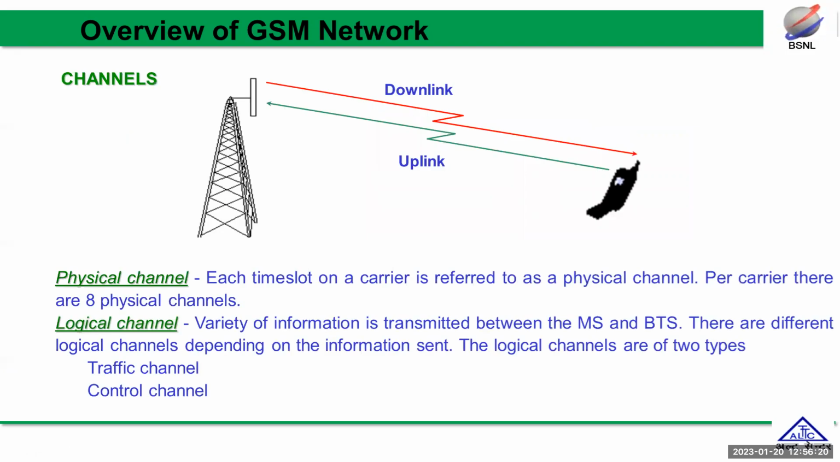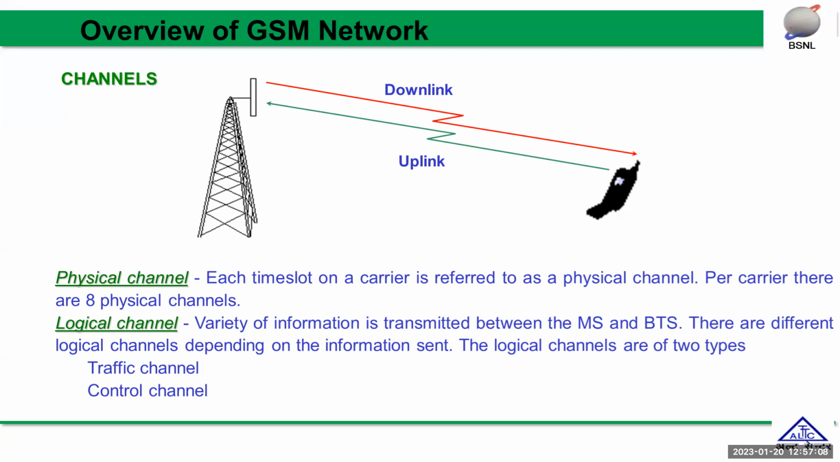In this overview of GSM channels, there are downlink and uplink channels, where downlink is from the base station to the mobile station, and uplink is the transmission from the mobile station to the base station. What are the physical channels on each carrier? Each carrier is divided into 8 time slots, which are referred to as physical channels. Per carrier, there are 8 physical channels. Logical channels are the different traffic channels and control channels that are mapped onto these physical channels.